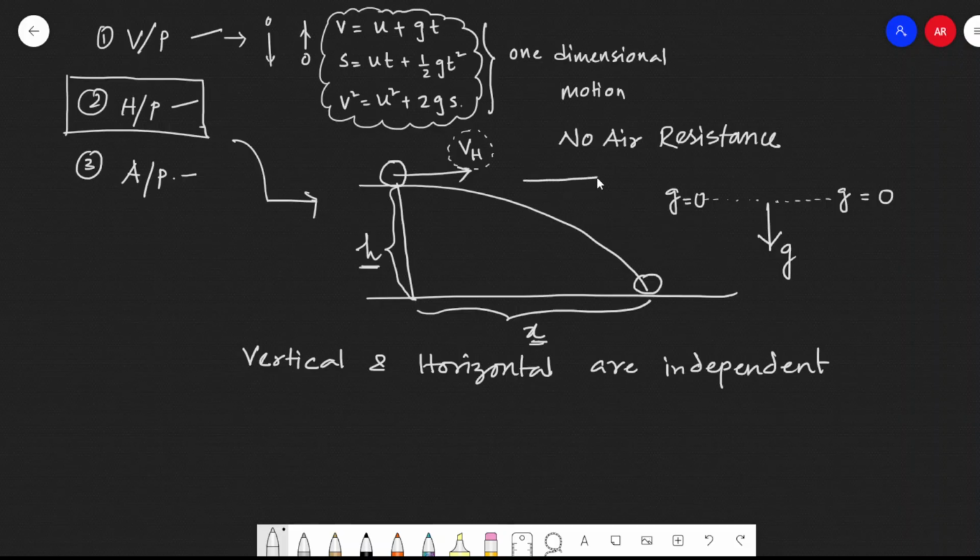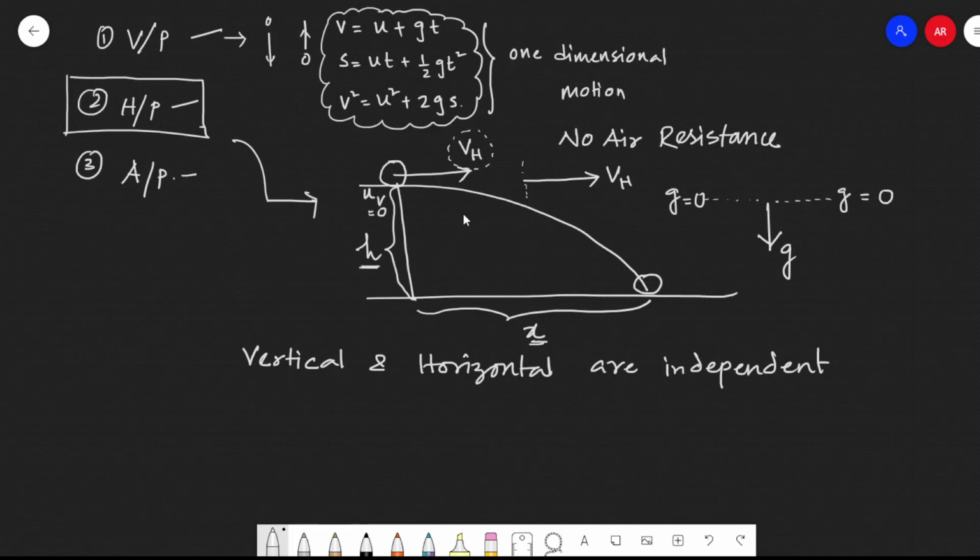Similarly, when I threw the object horizontally with this VH velocity, this VH has no component along the vertical direction, so neither downward nor upward. The vertical component of this horizontal velocity is absolutely 0. So when the object has been projected, its initial vertical velocity is 0. If I say u_v is the initial velocity along the vertical direction, this u_v is 0 right here. But due to gravity, it is accelerating downward.